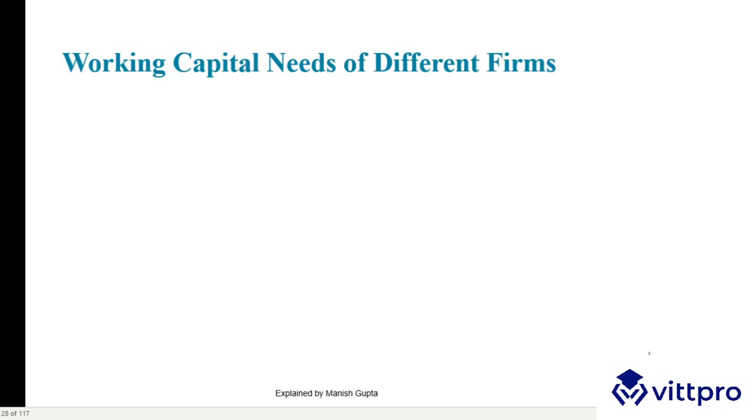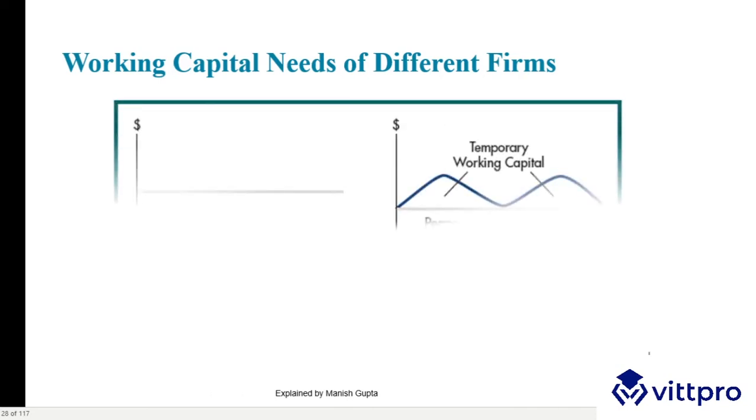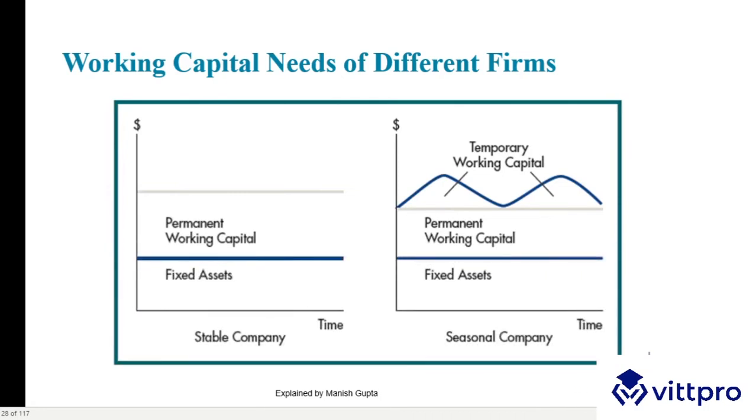So how do we estimate the working capital needs of the firm and how do we manage them? That's another question that we need to understand. There are two types of companies, right? One is a stable company which has stable operations continuing at a very small pace, or maybe a 10% or 15% increase, like a constant, right? For them, they have a fixed asset and they have their permanent working capital.